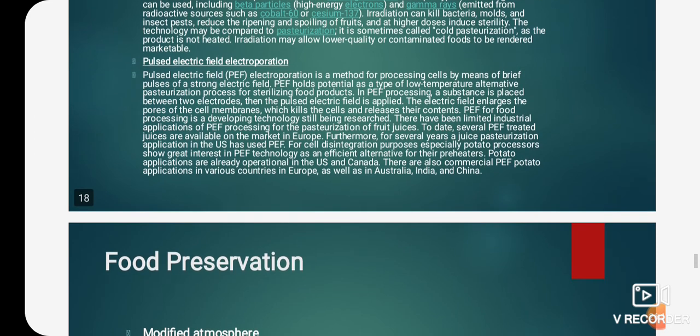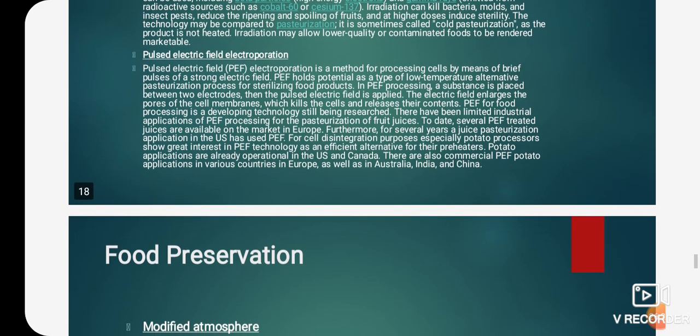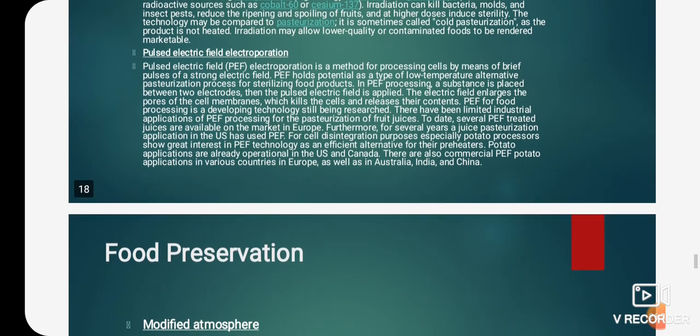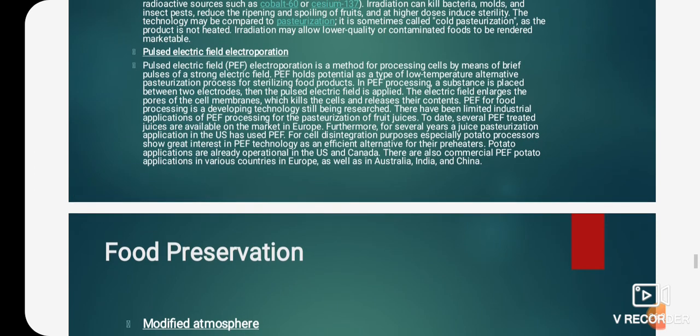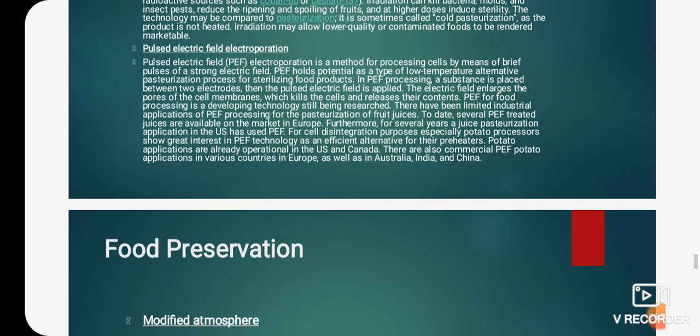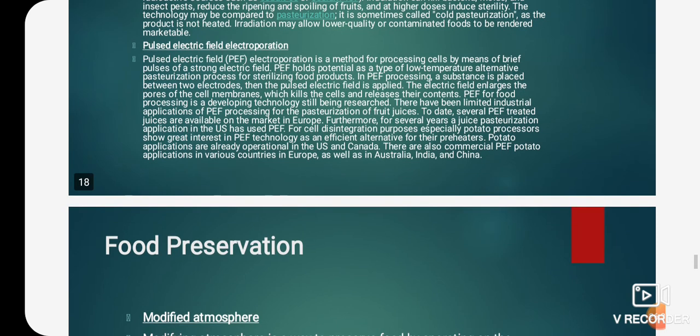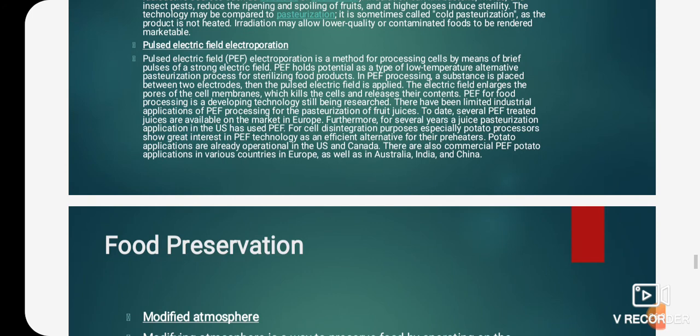PEF for food processing is a developing technology still being researched. There have been limited industrial applications of PEF processing for the pasteurization of fruit juices. To date, several PEF treated juices are available on the market in Europe. Furthermore, for several years, a juice pasteurization application in the US has used PEF for cell disintegration purposes.